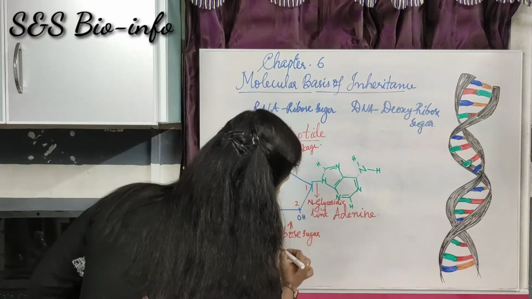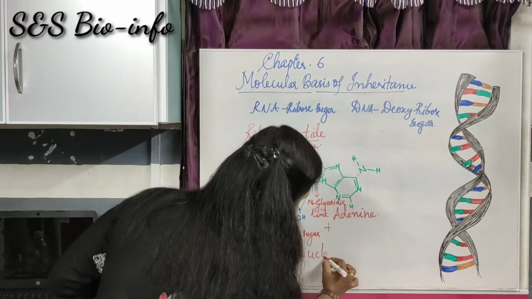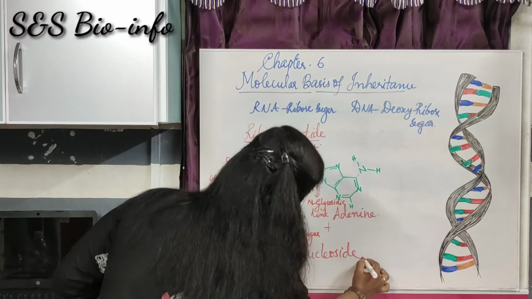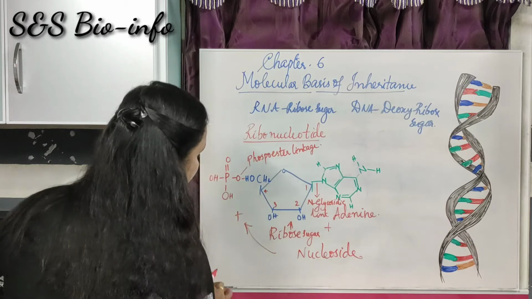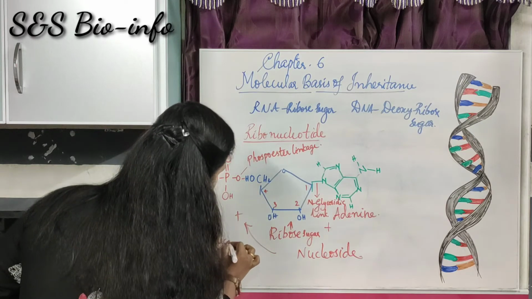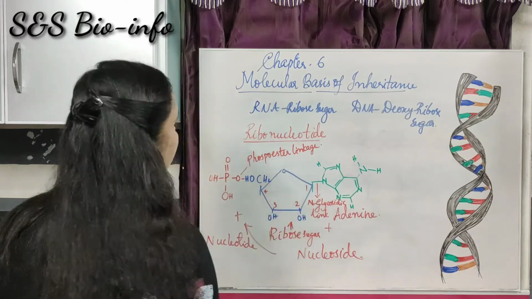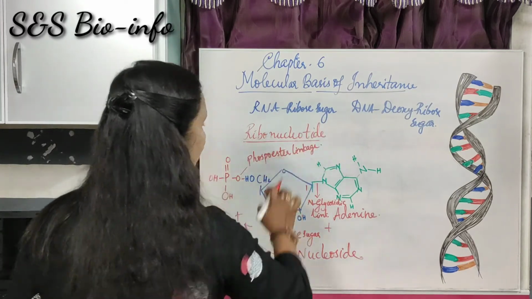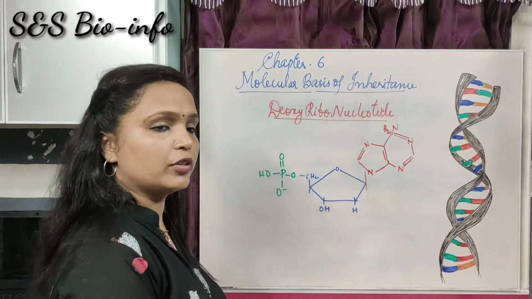So this ribose sugar plus adenine called a nucleoside, and this nucleoside is attached with the phosphate group. Then it is called a nucleotide. As it consists of ribose sugar, this structure is called ribonucleotide.